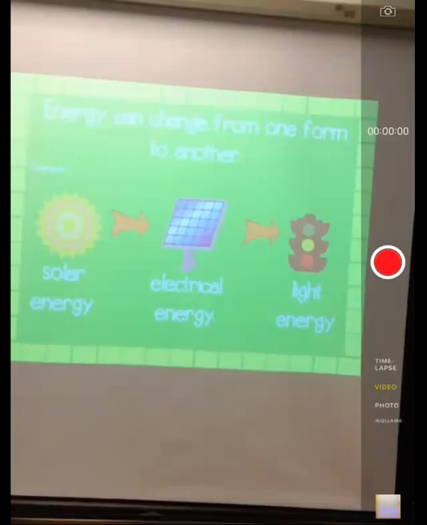We don't need elaborate drawings, just a little sketch. The sun, a little square for a solar panel, and then light energy.